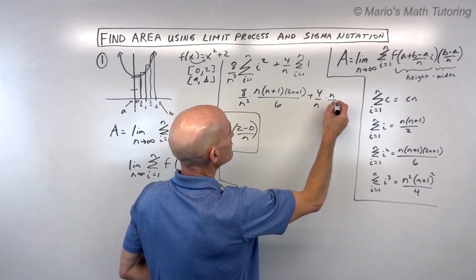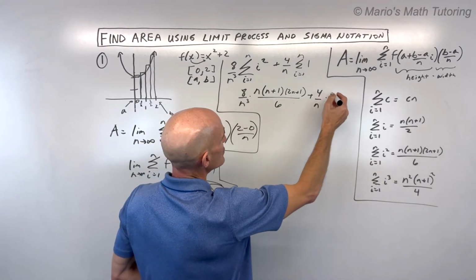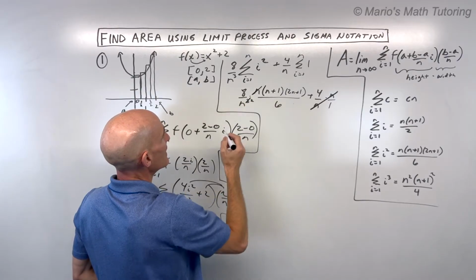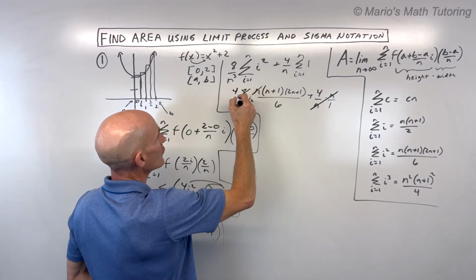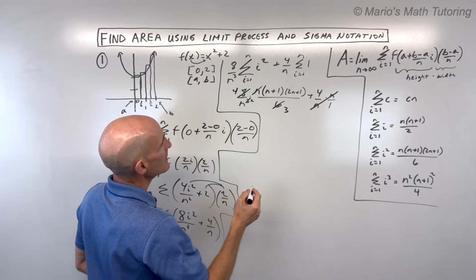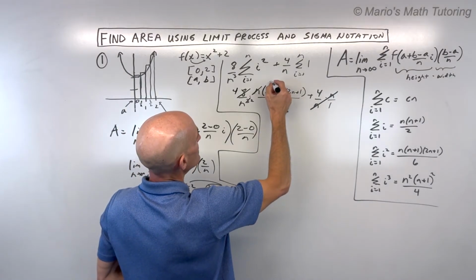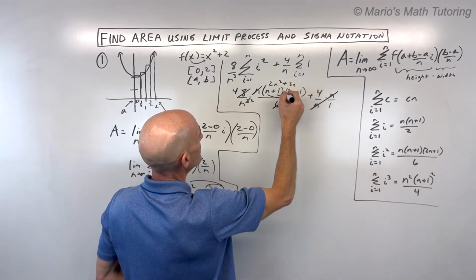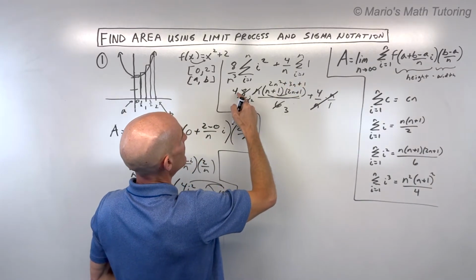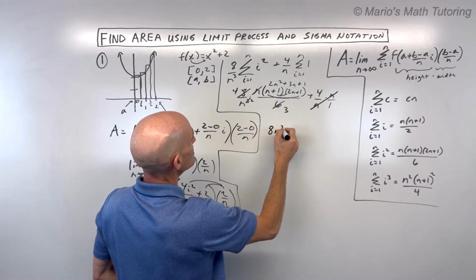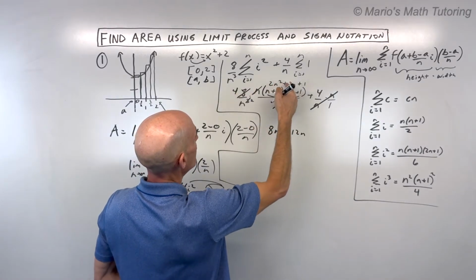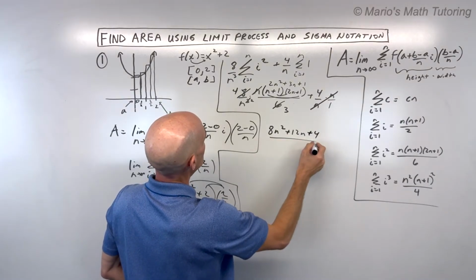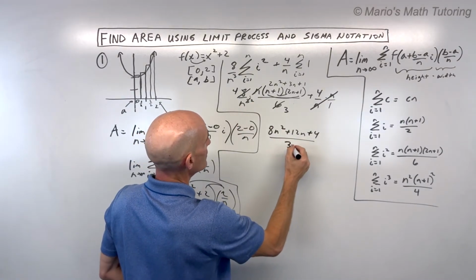Okay, so now let's simplify a little bit here. So these n's are going to cancel. One of these n's is going to cancel with one of these, making that n squared. 2 goes in here 4 times, 2 goes in here 3 times. If we FOIL this out, we get 2n squared, that's 2n plus 1n is 3n. 1 times 1 is 1. But times 4 would give you 8n squared plus 12n plus 4. Okay, all divided by 3n squared.